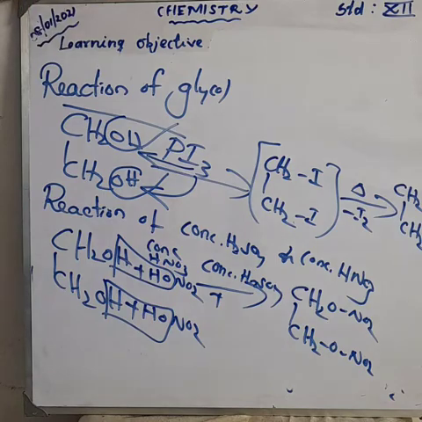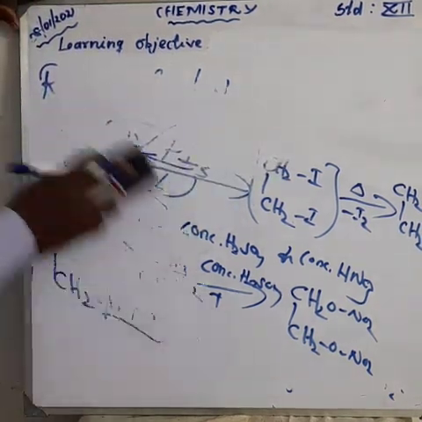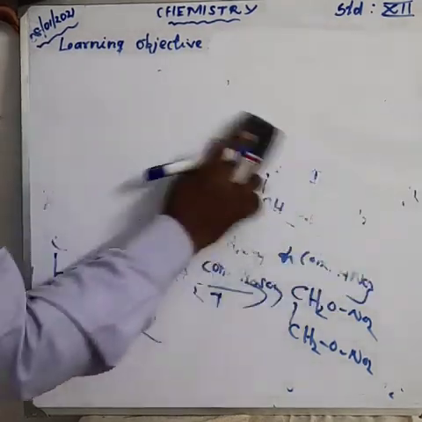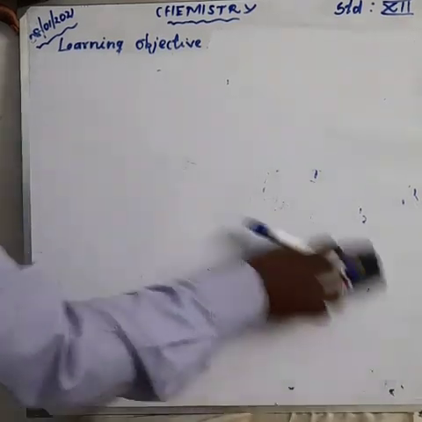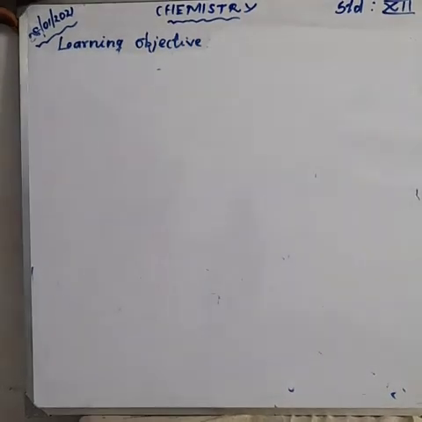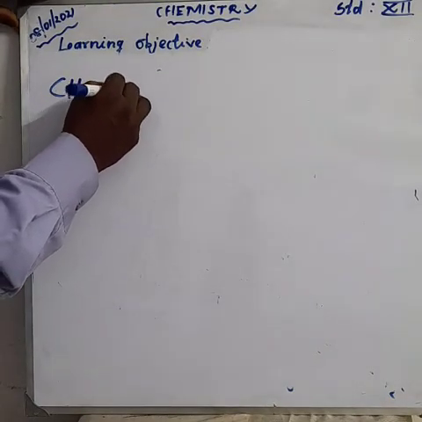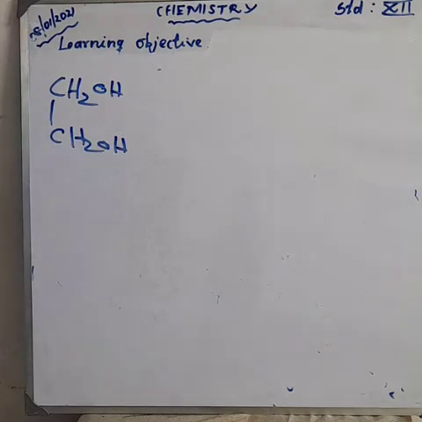And also one more reaction, a very important question: ethylene epoxide. Now we will prepare ethylene epoxide. This is one of the problematic questions. In the problem they will ask how ethylene epoxide is prepared. Here the ethylene glycol formula is CH2OH-CH2OH.